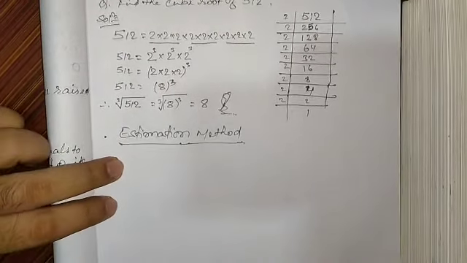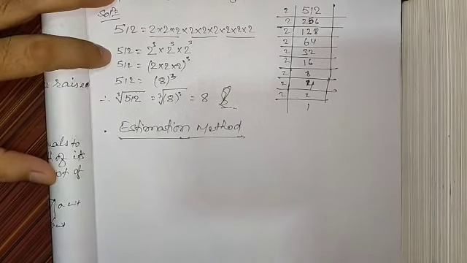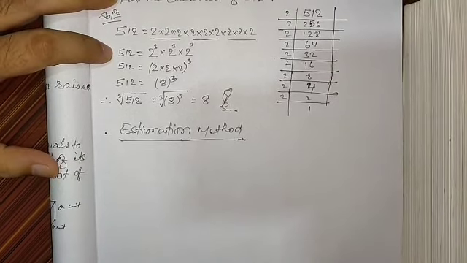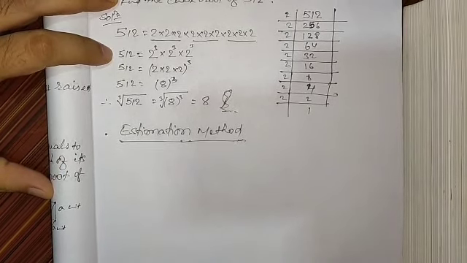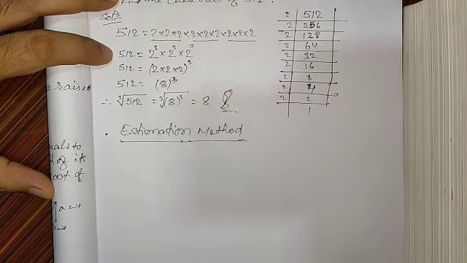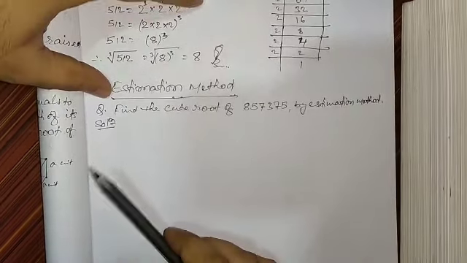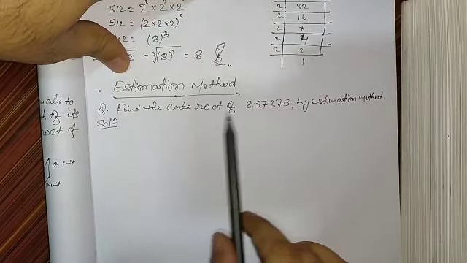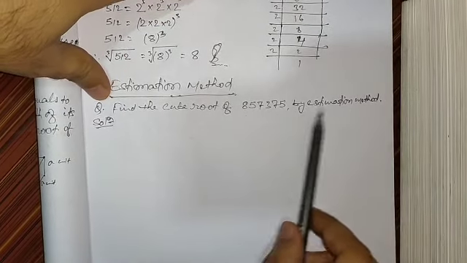Now we come to the estimation method. I'm going to discuss the estimation method with you, and for that also let us take one problem and then we'll continue. Okay, so we are going to see the problem. I have taken this question: find the cube root of 857375 by the estimation method.